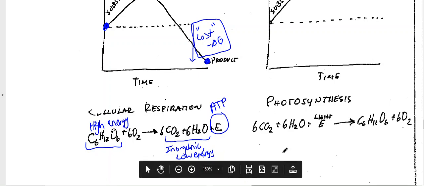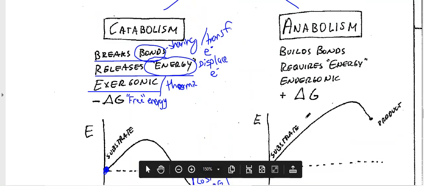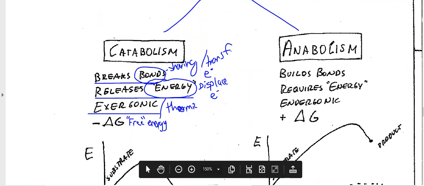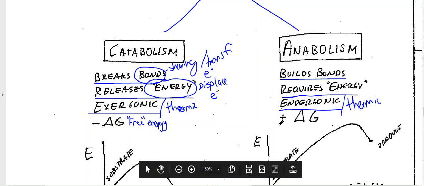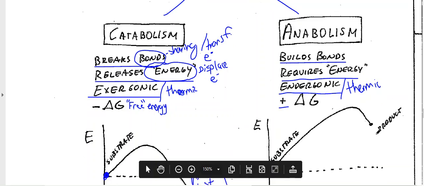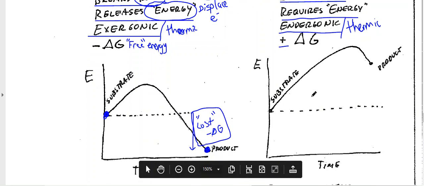So let's look at the other side. An anabolic reaction, or an anabolism, is going to build bonds. It requires energy and is called endergonic. This is the same as endothermic. Remember, thermic is specifically heat energy. Endergonic is like total energy, but for us, we can think of them as the same thing. And we're going to get a positive delta G. We're going to have products that are higher energy than our substrates.